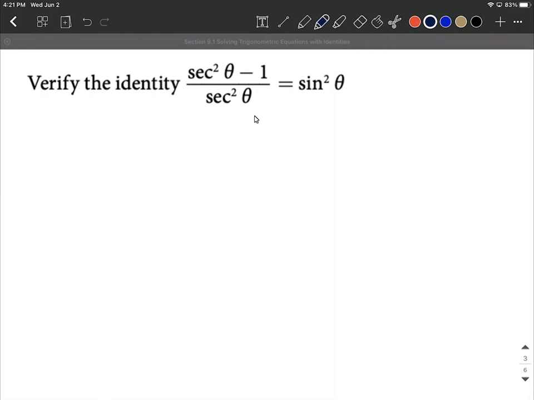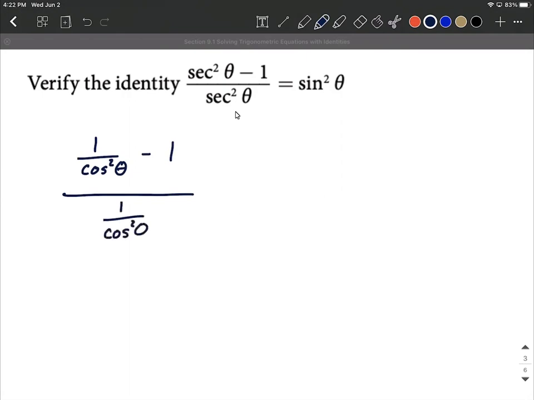You may take an alternate method of going through this, but I'm going to start with the left-hand side. I have these secant squareds. I would rewrite these in terms of cosines. So secant squared, secant is 1 over cosine, so secant squared is 1 over cosine squared. I'm going to replace that secant squared in the numerator as well as the secant squared in our denominator.